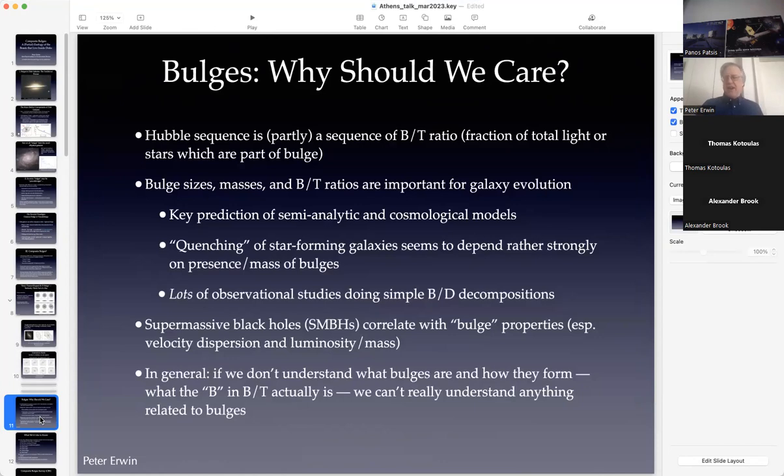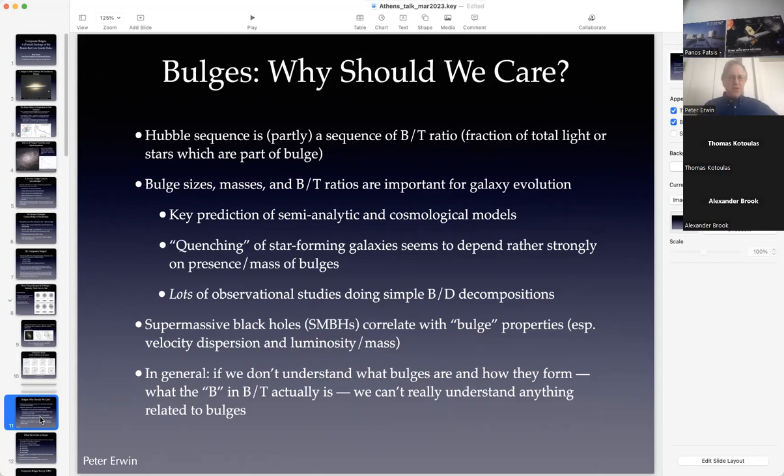Why should we care how many kinds of things there are in the centers of galaxies? Well, the Hubble sequence is partly a sequence of bulge-to-total ratio. That is, how much of the light in the galaxy is part of the bulge? So if you want to understand the Hubble sequence, you kind of need to understand bulges. And increasingly, the bulge sizes and masses and the fraction of the total galaxy that is in the bulge have become really important for galaxy evolution. It's a key prediction of both semi-analytic and cosmological N-body hydrodynamical simulations. There's a lot of observational evidence that the quenching of star-forming galaxies is strongly associated with the presence or masses of bulges.